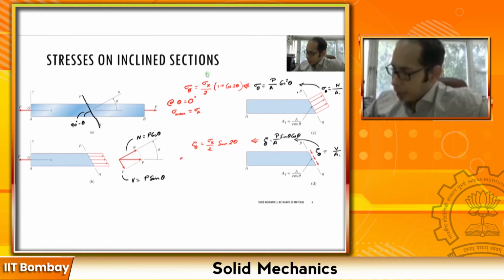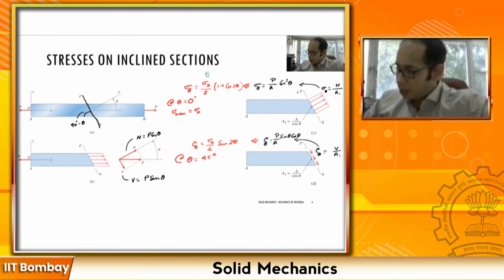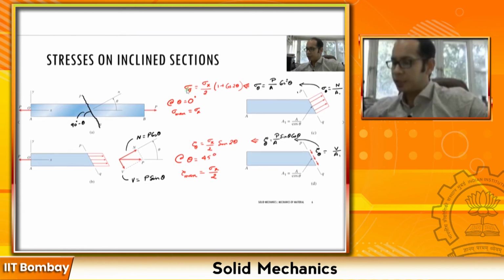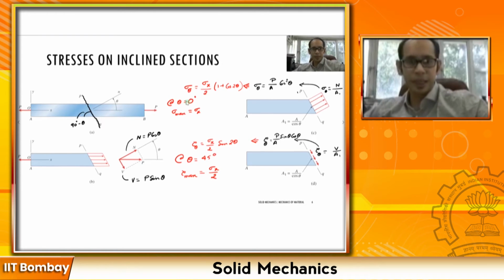So if I have theta equals 45 degrees, my tau max becomes equal to sigma x over 2 times sine of 90, that is 1, which equals sigma x over 2. For these two quantities, we have seen that sigma theta becomes maximum at theta equals 0. Now at theta equals 0, what is the value of tau of theta? Let's put theta equals 0 over here.